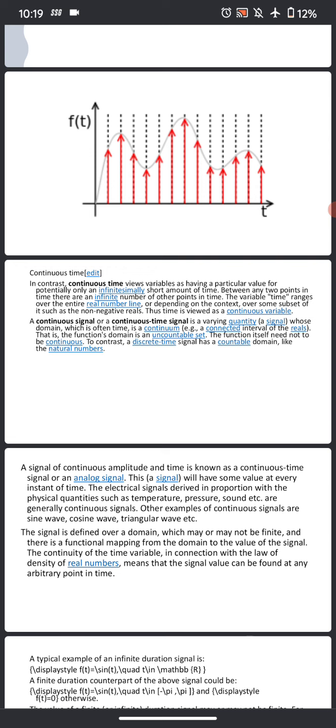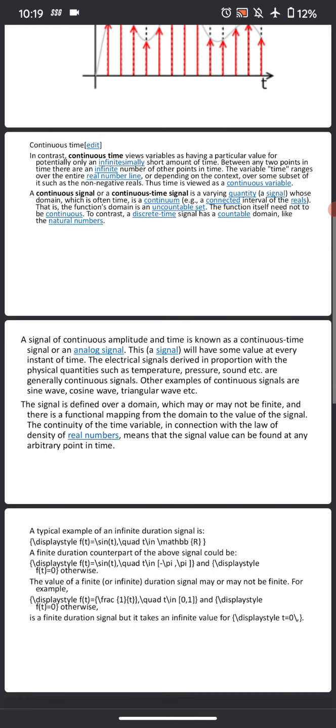A continuous signal or a continuous time signal is a varying quantity signal whose domain, which is often time, is a continuum, for example a connected interval of the reals. That is, the function's domain is an uncountable set. The function itself need not be continuous. To contrast, a discrete time signal has a countable domain, like the natural numbers.